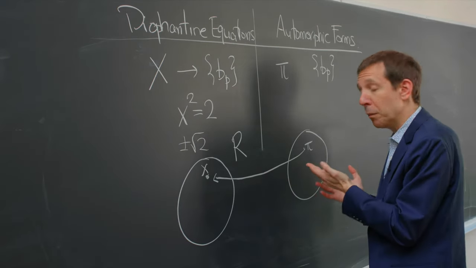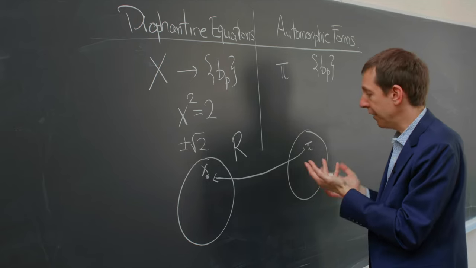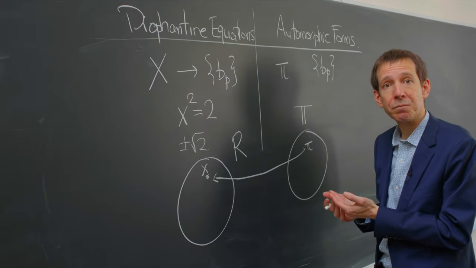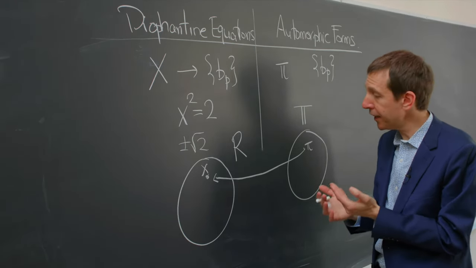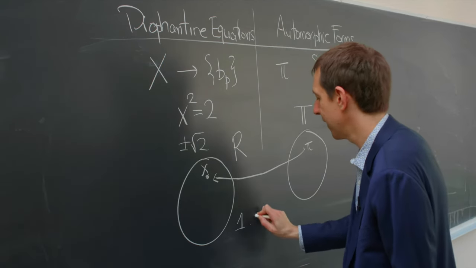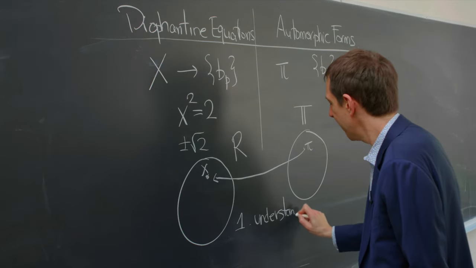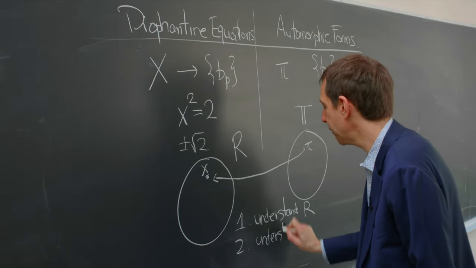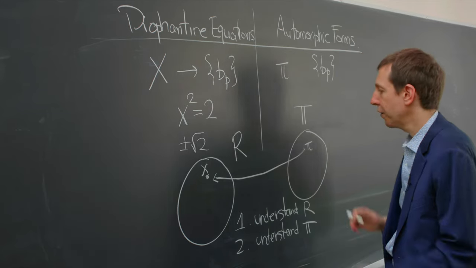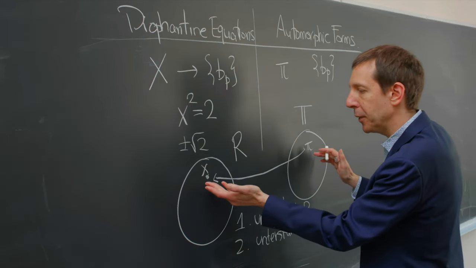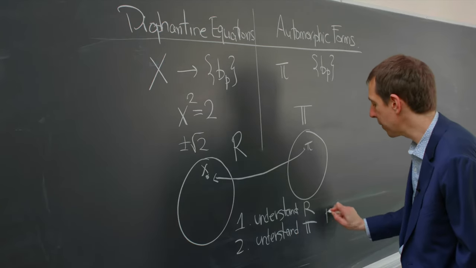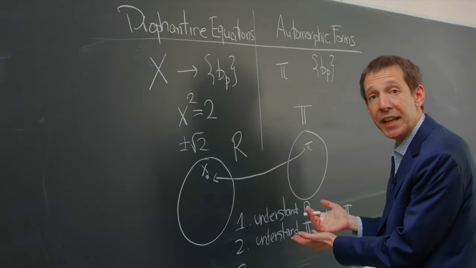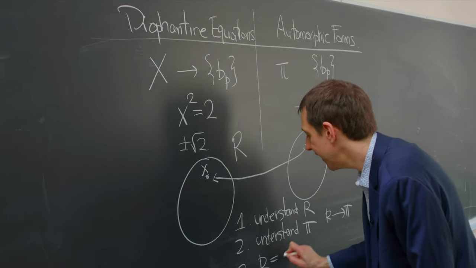On the other hand, for automorphic forms, you can also understand them after you fix these invariants by another ring, which you usually call T. Thus, we're now reduced to three simple steps. One, understand the ring R. Two, understand the ring T. For example, why, given a pi, you get a sequence of point counts? Or in other words, why is there a map from R to T? And finally, three, once you have these, understand why R is equal to T.